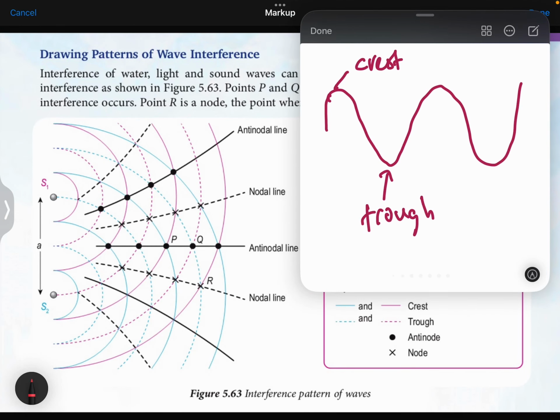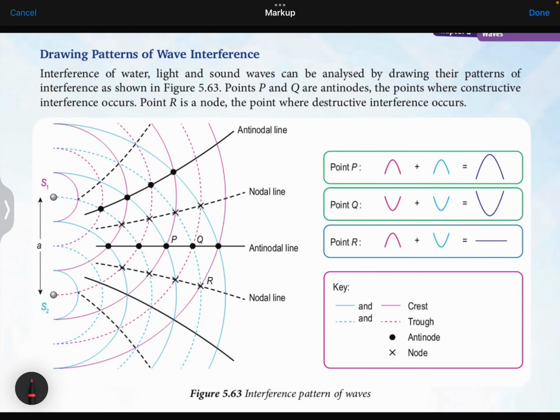Let's say that you have a wave like this. On the top is known as the crest, and at the bottom is known as the trough. When you see here, this is a crest and this is a crest. When crest meets crest, we have twice the amplitude of the crest.